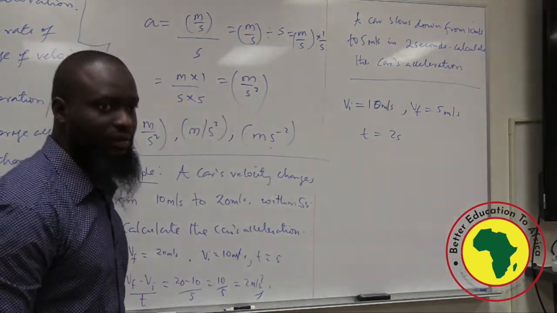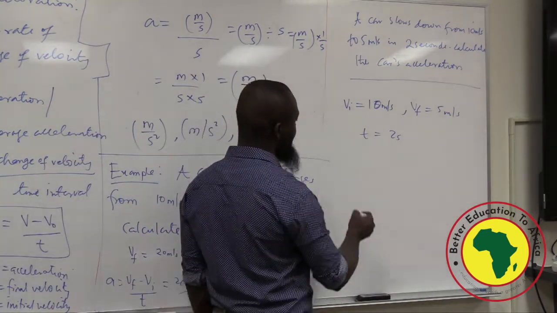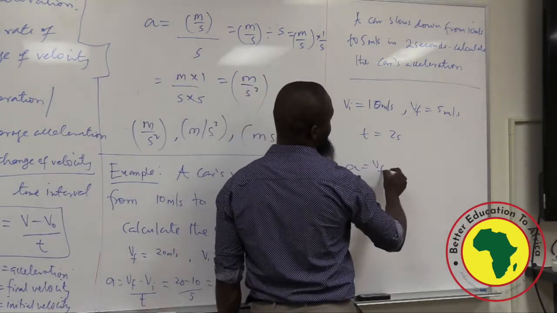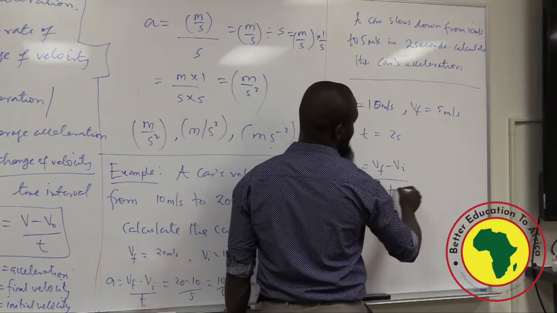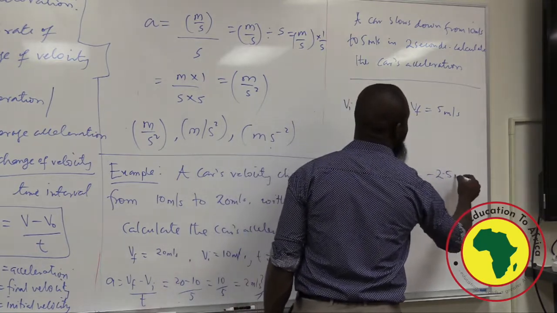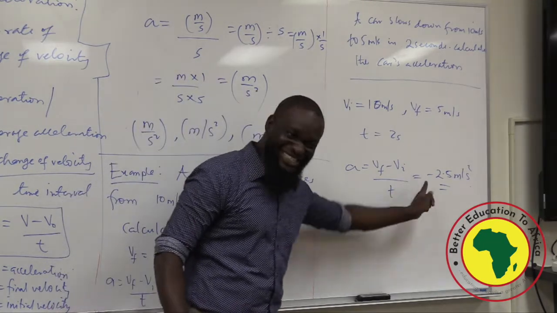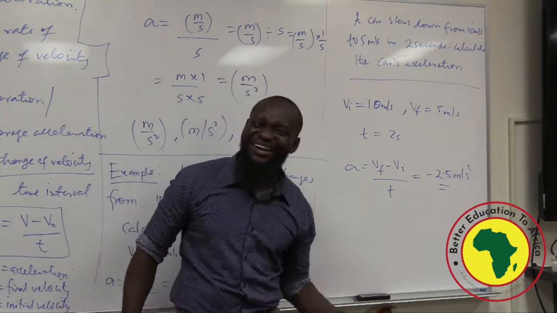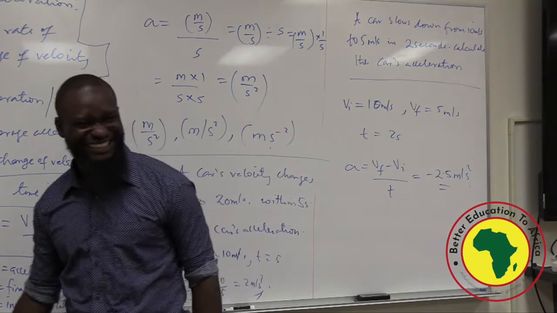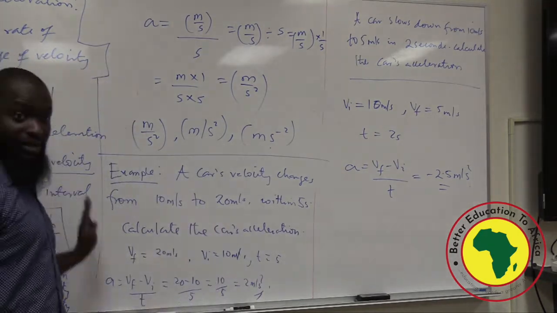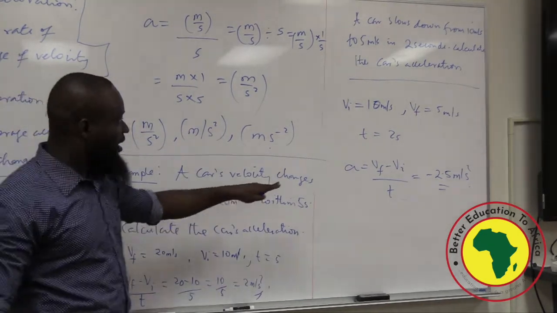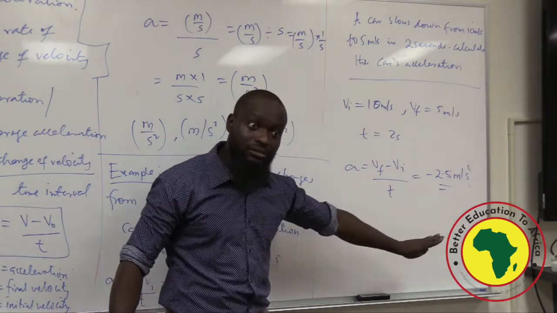Oh, would it be maybe 2.5? Minus 2.5 meters per second. Okay, let's go. Minus! Acceleration can be minus! Velocity can also be minus, depending on your direction. We are coming there, but acceleration can be minus.